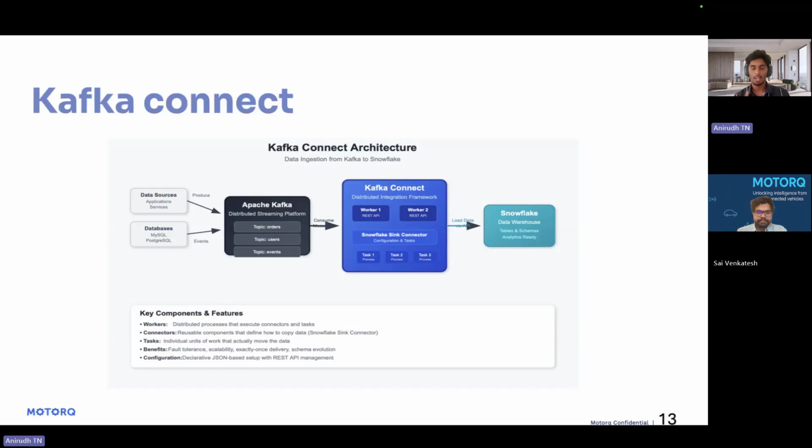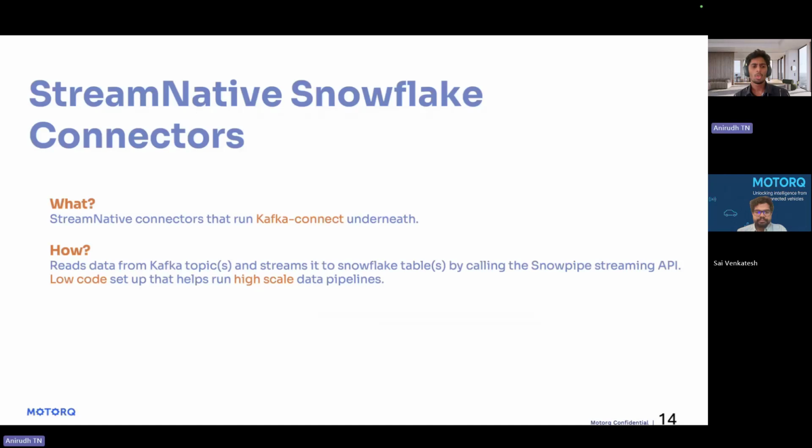So now we had a streaming ingest API that is provided by Snowflake, and we also had a Kafka connector framework to do this. But to bring it all together, we needed a reliable platform to sort of hold these moving parts together. So that's where StreamNative's Snowflake connectors came in. So what are the StreamNative connectors? In one liner, they are connectors that are running Kafka Connect underneath, and what do they do? How do they do it?